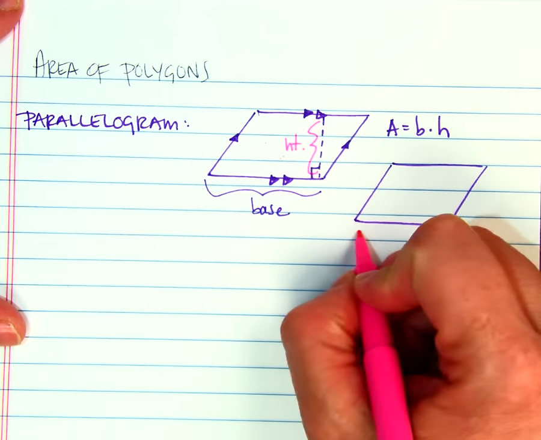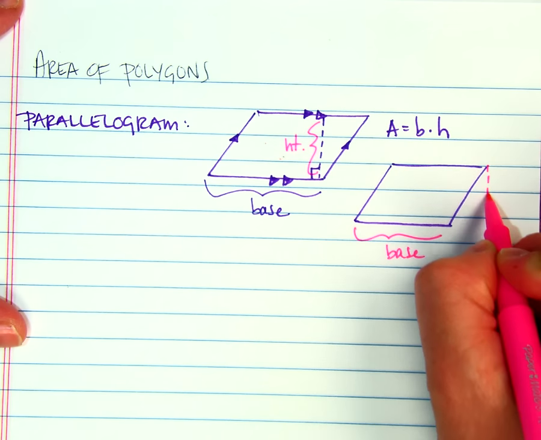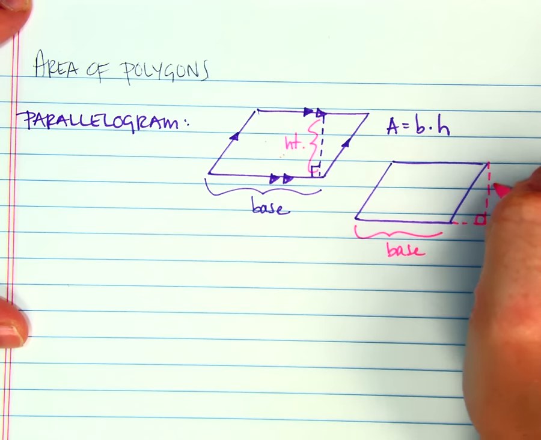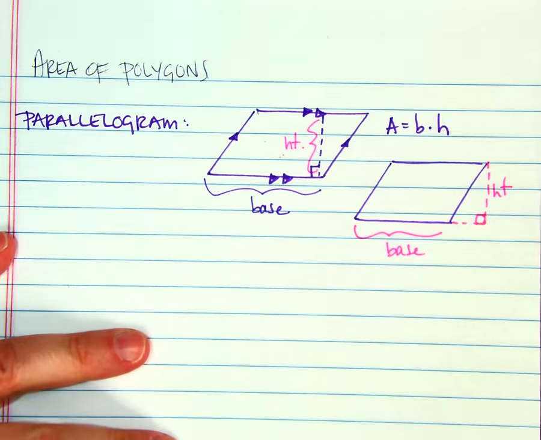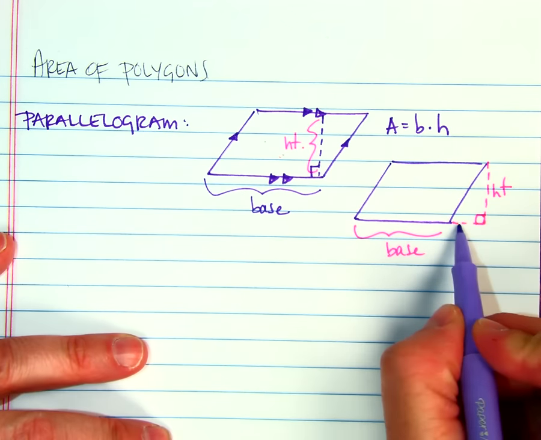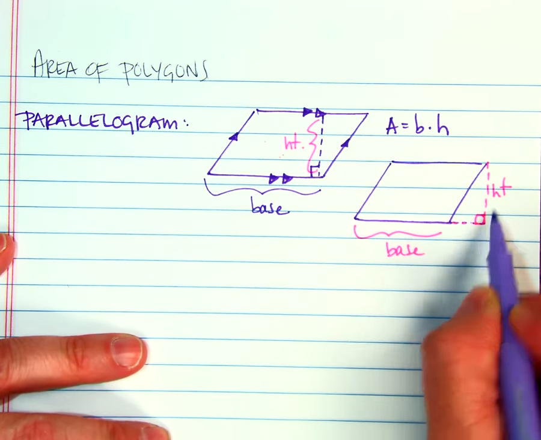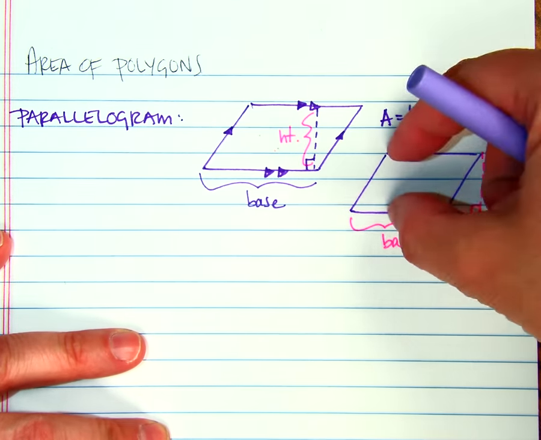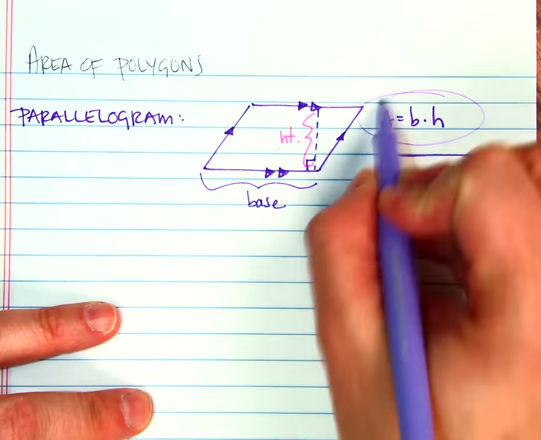Sorry, I keep moving this paper. And keep in mind, my height could be here. This does not become part of the base. This little piece here is just saying that, hey, I'm extending this out in order to get my height. So this height could actually slide anywhere down those. But here is the formula for the area of a parallelogram.